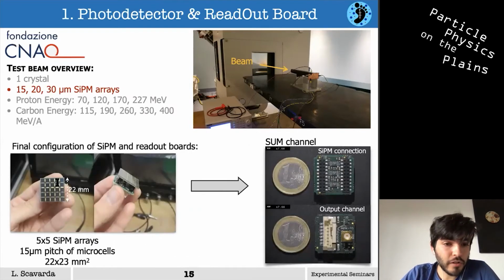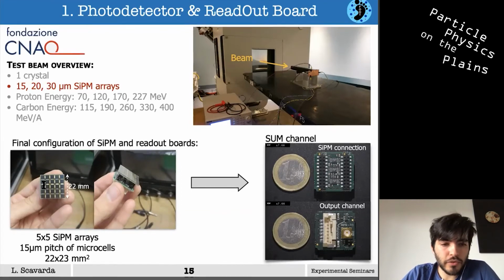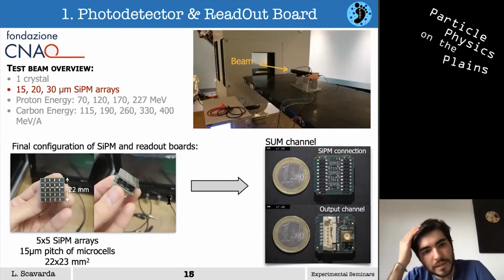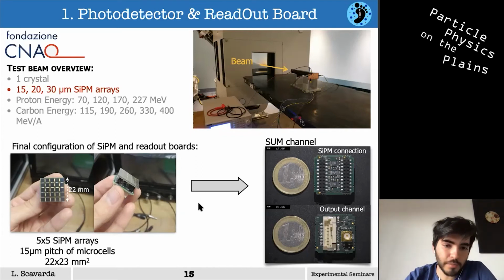And here we have a picture of the final configuration of the CPM and the readout boards. So in the experiment for the detector, we will use a matrix of silicon photomultipliers, 5 by 5, with a pitch, as I said, of 15 micrometers with these dimensions. We've decided to work with silicon photomultipliers because they are really small, as you can see from the picture, and so they can help us to have a really compact design. And the second thing was they work with really low voltages compared to other photodetectors like standard PMTs.